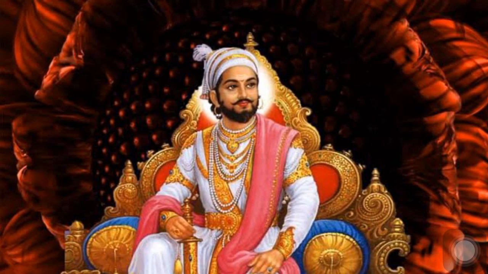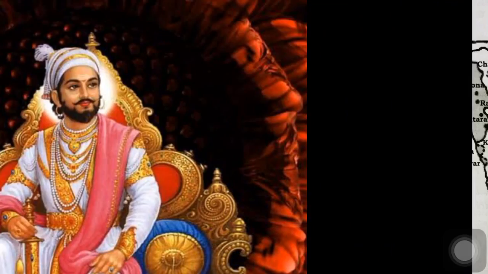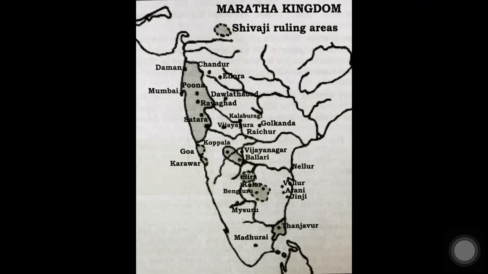The administration. Shivaji had organized an efficient administrative system in his vast kingdom. He had divided his kingdom into many provinces. They were called Swaraj and Mughal areas. Marathi was the language of the administration. There were ministers known as Ashtapradhans in the government to assist the king.